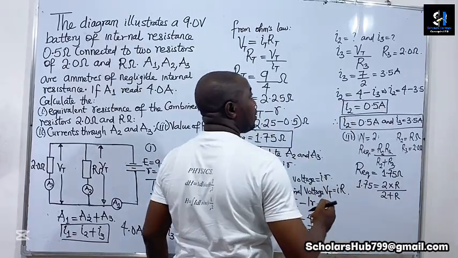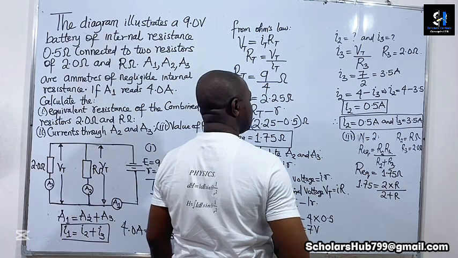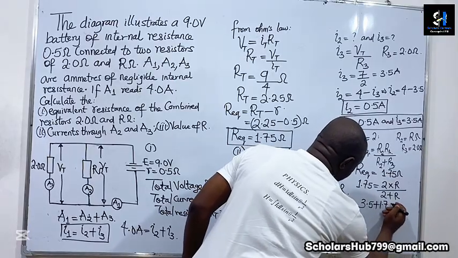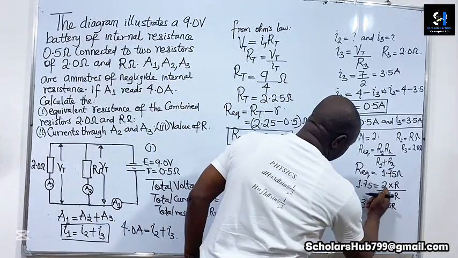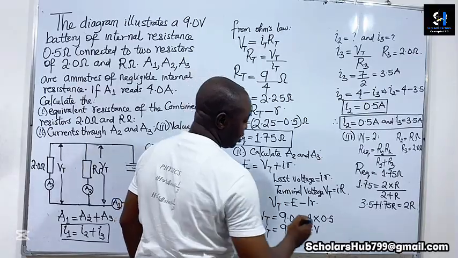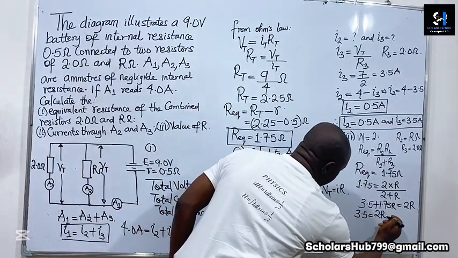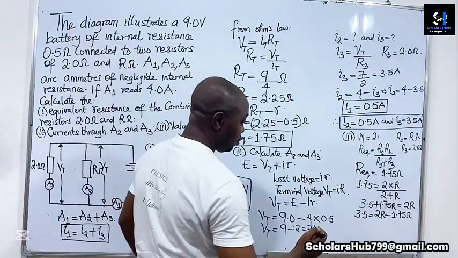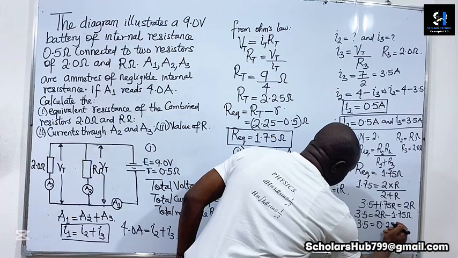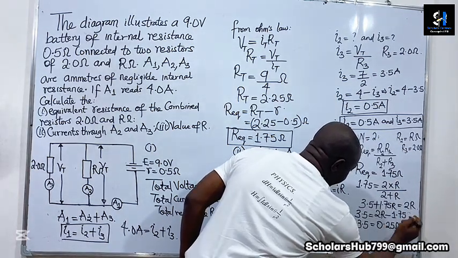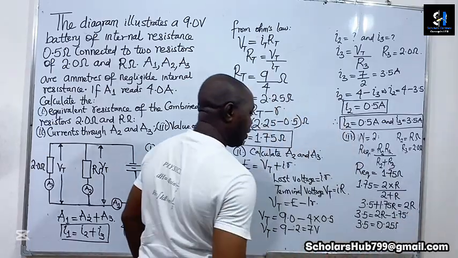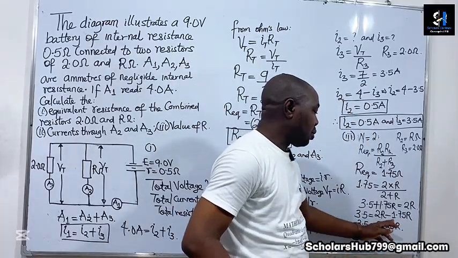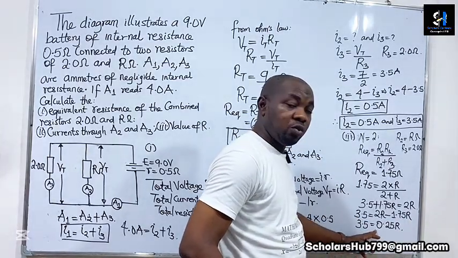If you multiply this, this will be 1.75 times 2, that will be 3.5. So we have 3.5, plus 1.75 times R. This will be 1.75 R, then equals 2 times R, this is 2 R. Then we collect like terms. This will be 3.5 equals 2 R minus 1.75 R. So 2 R minus 1.75 R will be 0.25 R. So 3.5 will be equal to 0.25 R.